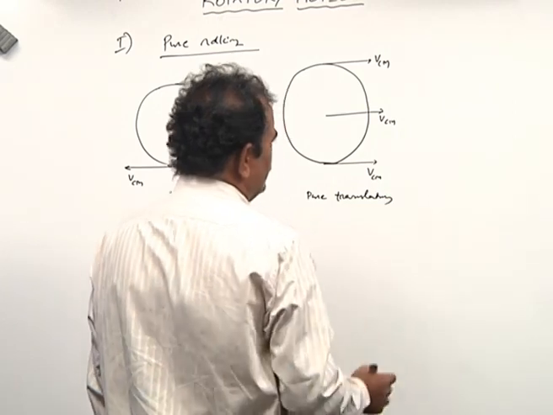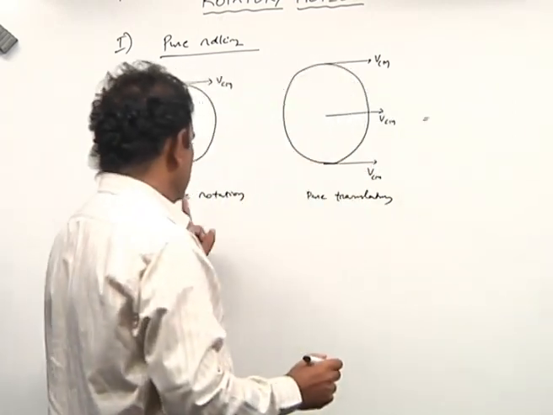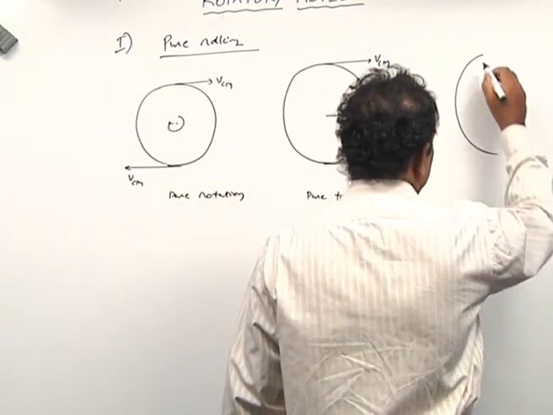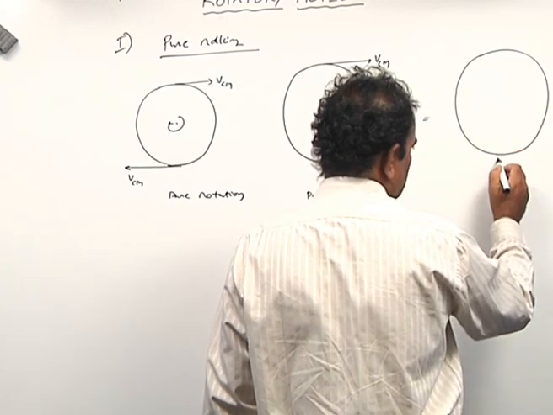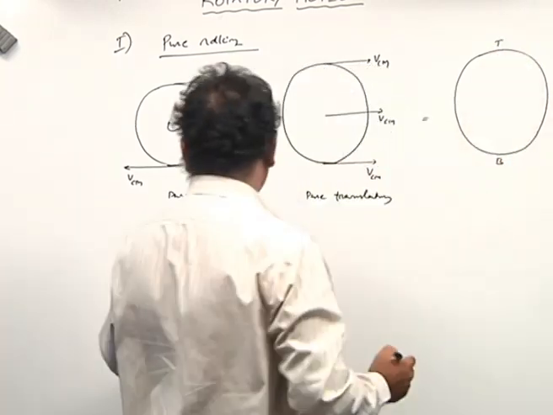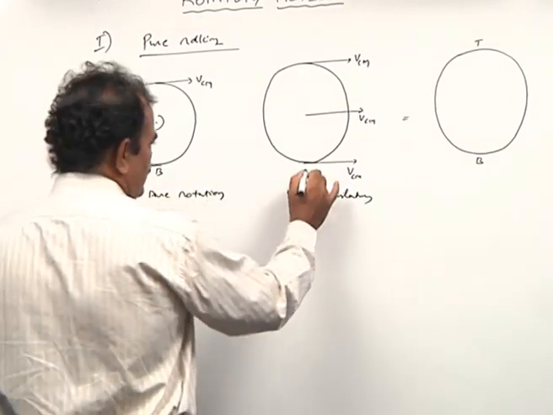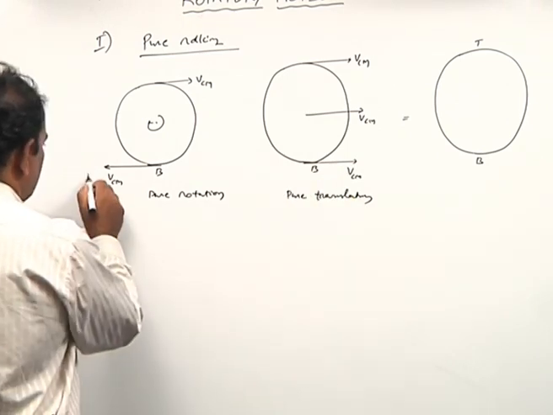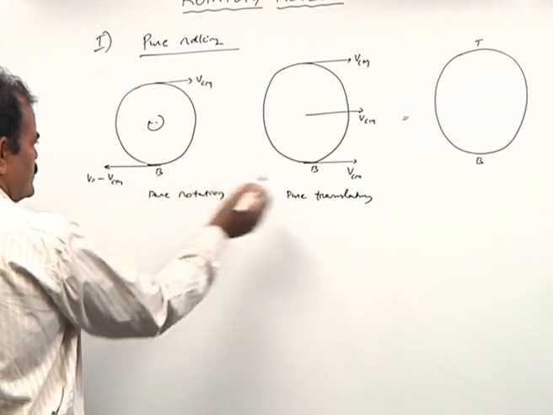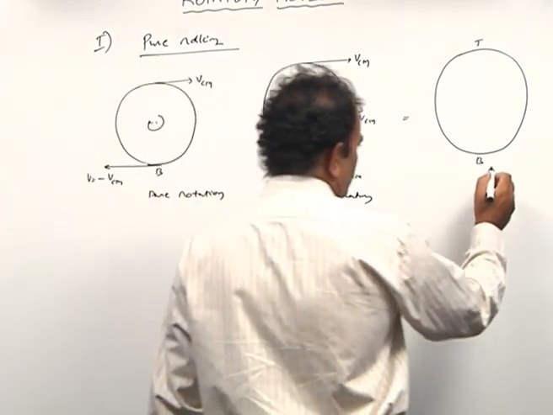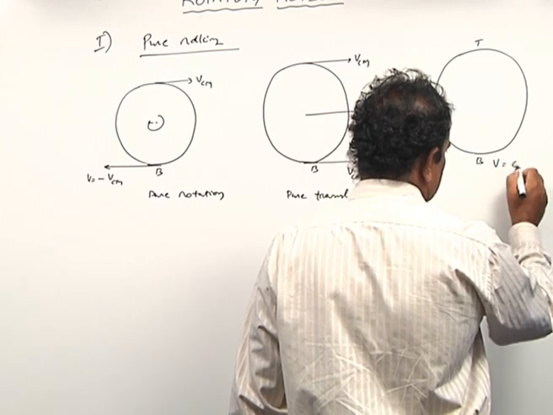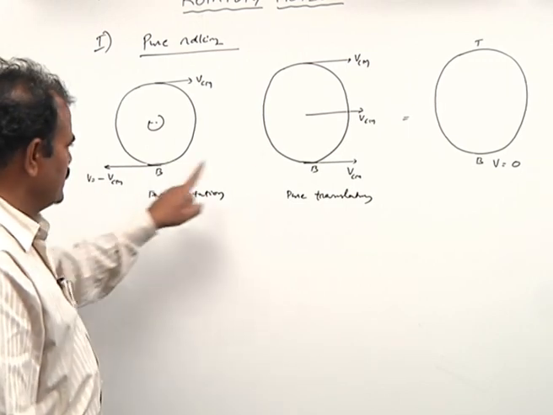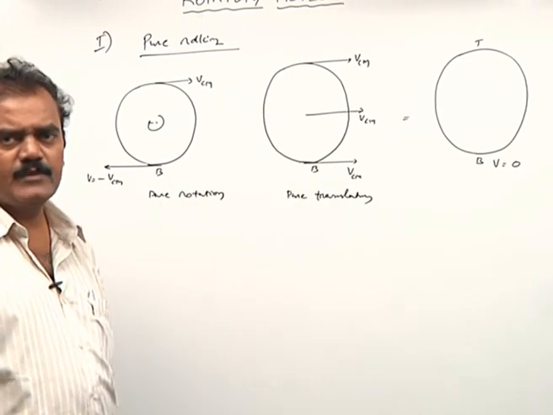Next, we come to the combination of both, pure rotation and pure translation. So now we are coming to rolling motion, pure rolling. In pure rolling, we have a bottom and a top. At the bottom, it is a combination of v center of mass and v center of mass, but v is equal to minus v center of mass; both are opposite to each other. That is why the velocity at the bottom can be taken as 0. It is minus v center of mass plus v center of mass, so the combination becomes 0.